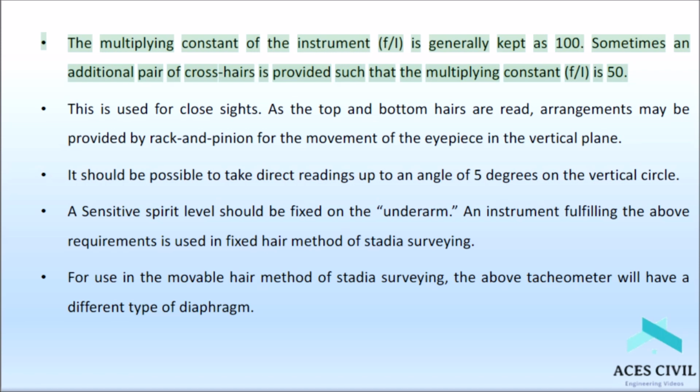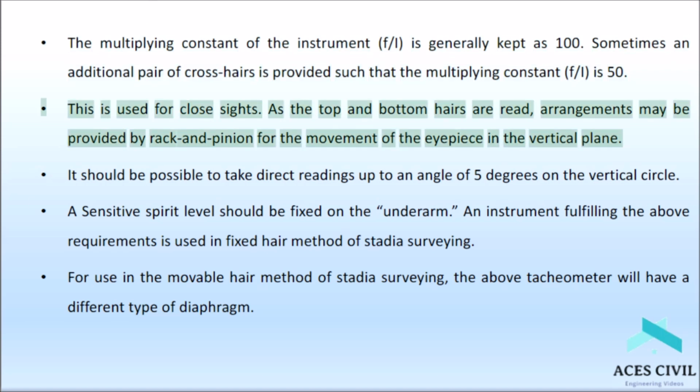The multiplying constant of the instrument, F/I, is generally kept as 100. Sometimes an additional pair of crosshairs is provided such that the multiplying constant, F/I, is 50. This is used for close sights. As the top and bottom hairs are fixed, arrangements may be provided by rack and pinion for the movement of the eyepiece in the vertical plane.